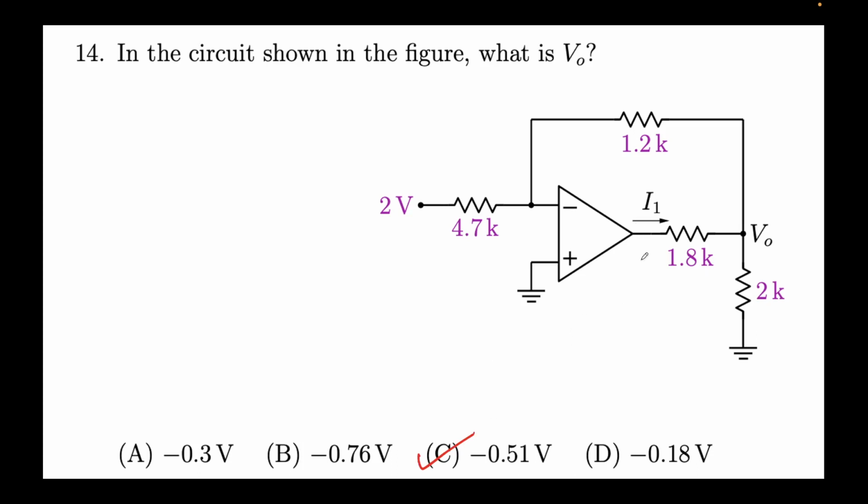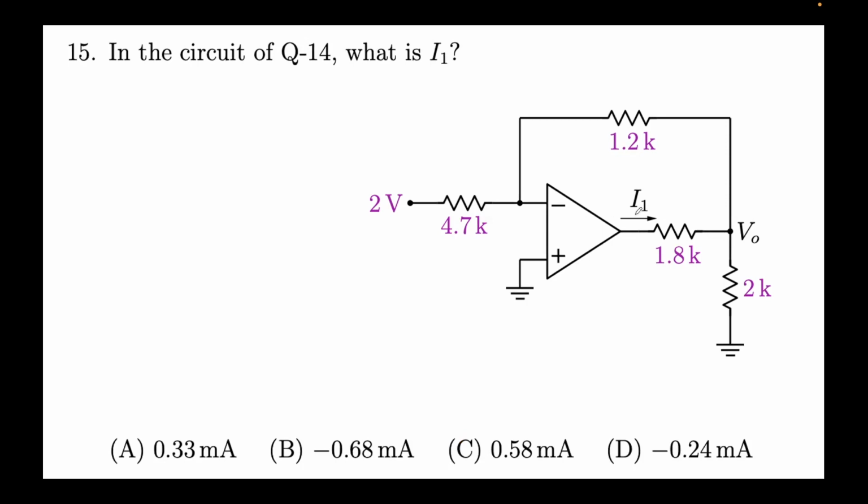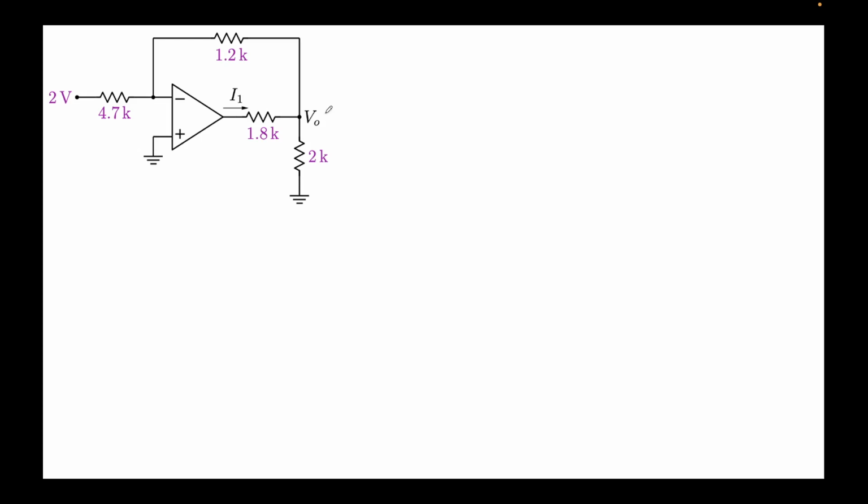All right, so we have obtained the value of V naught. So let's now jump to the associated problem with this. This is the same problem as we had just solved. Now we are required to find the value of I1. So I1 is the current flowing through here, and we already know that V1 we obtained is minus 0.51 volts, right? And so how do we do this?